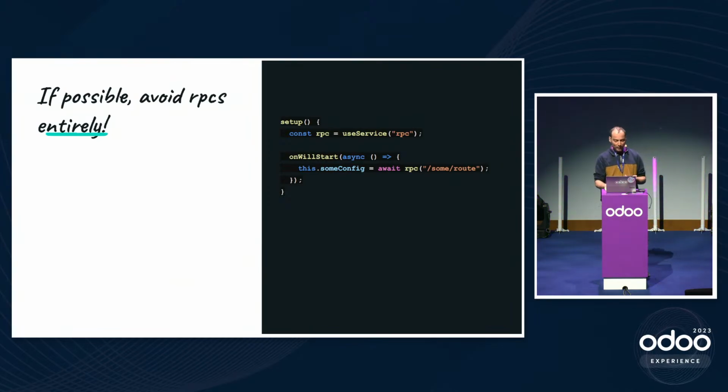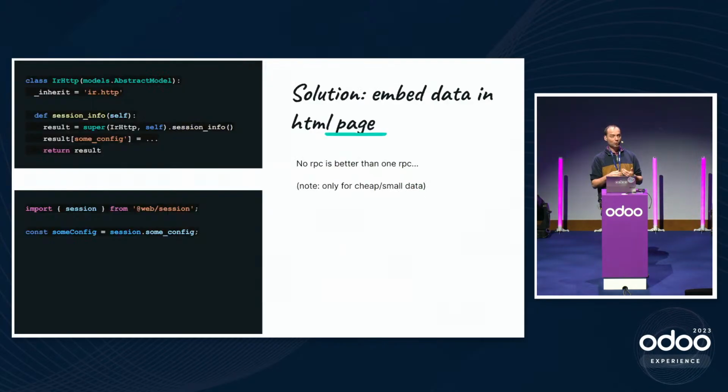So the best way to solve that problem is to not do any request at all. And you can do that by embedding the data, injecting the data inside the HTML page itself. There is a way to do that in Odoo, something that you should avoid doing for something that is expensive, but it's fine to do if you have cheap, small pieces of data that you need at all times.